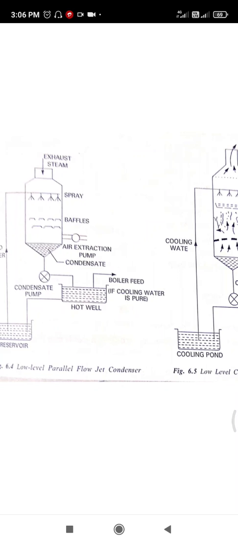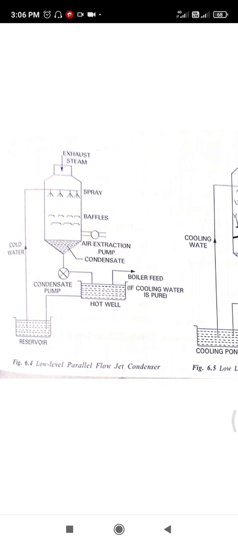A low level jet condenser consists of a cylindrical shell with its lower end connected to a pump by a tailpipe. Depending on the direction of steam and water flow, low level jet condensers are classified into parallel flow jet condensers and counter flow jet condensers. First we'll learn about the parallel flow jet condensers.